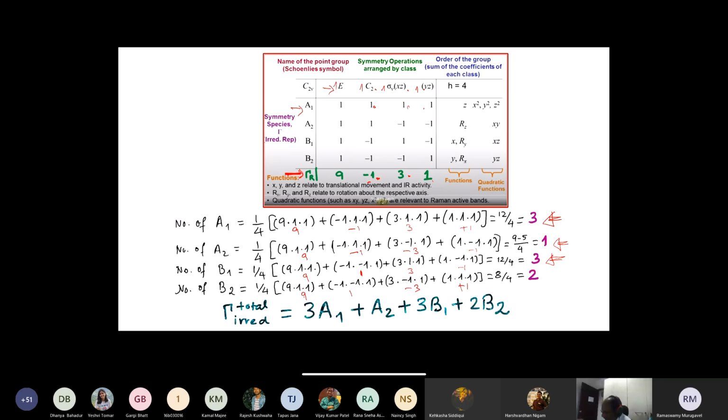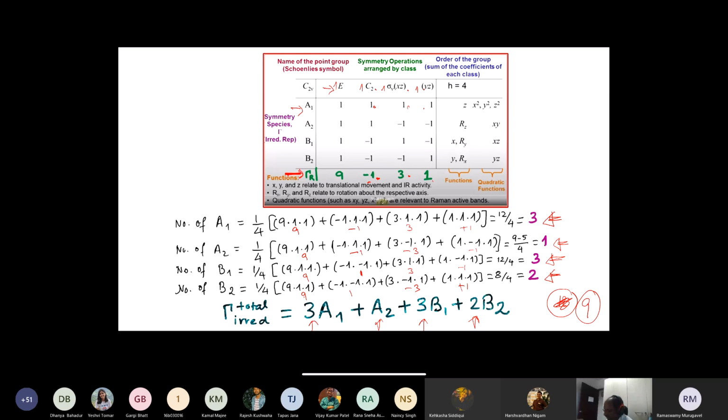8 by 4 is 2. So the 12 degrees of freedom are 2 plus 2 plus 3, 5. Not 12, 9 degrees of freedom. Triatomic molecule, 3 into 3 is 9. So 2 plus 3 is 5, plus 1 is 6, plus 3 is 9. So we have found out through this exercise all the 9 degrees of freedom, what symmetries they have.